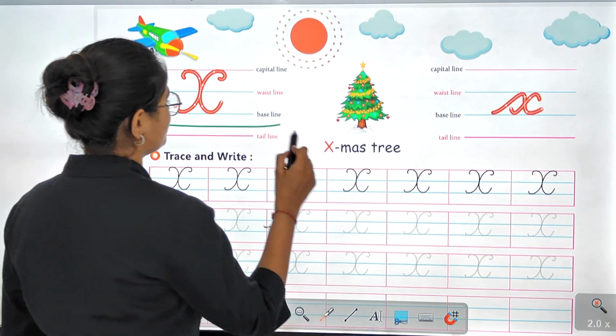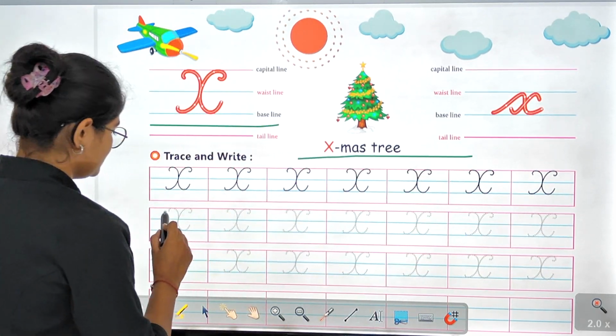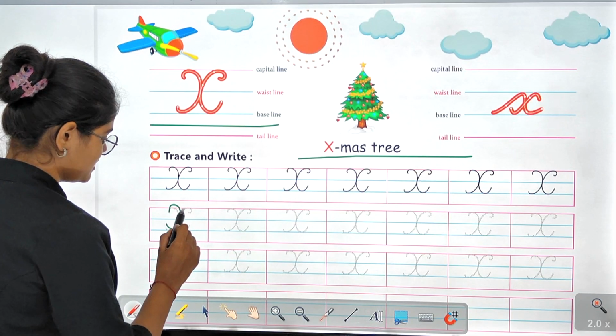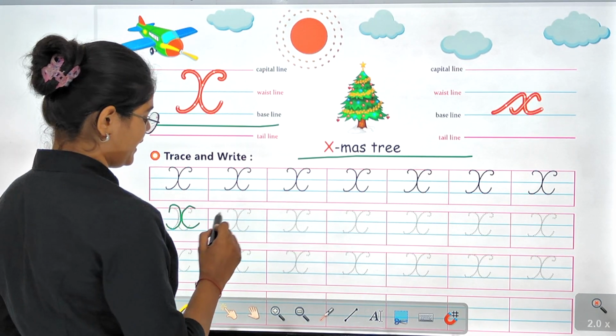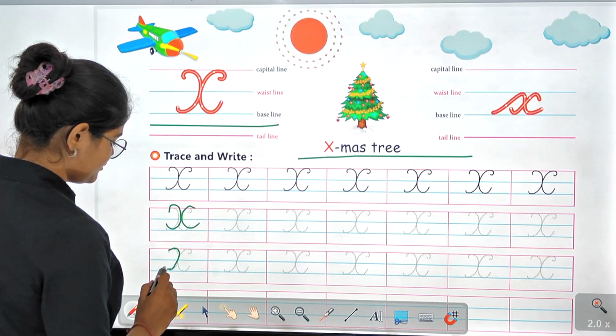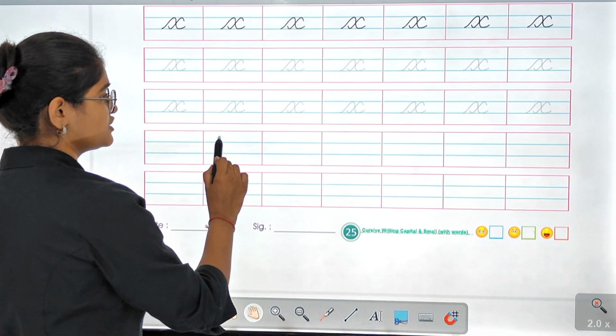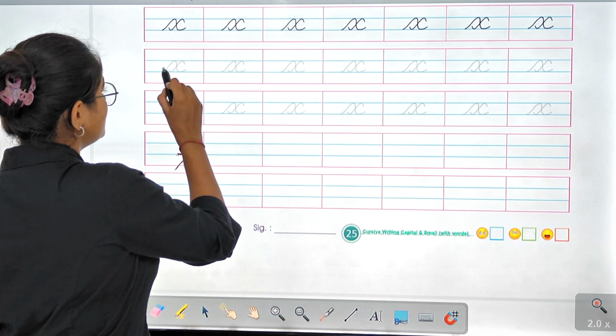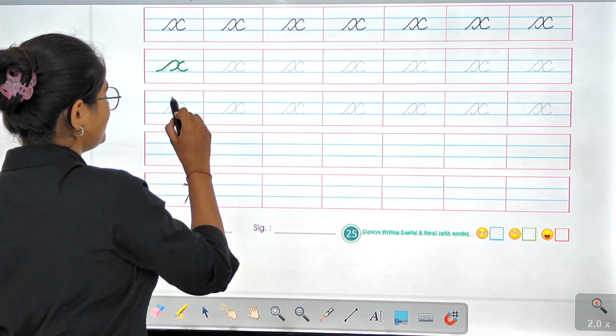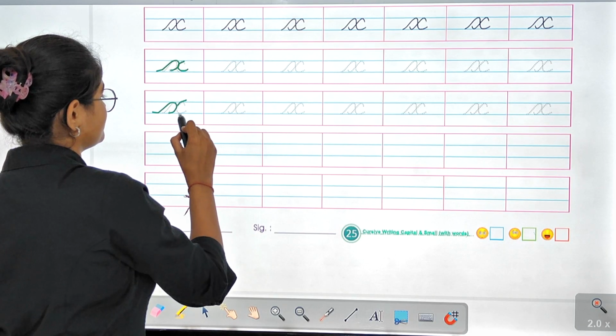X. X for Xmas tree. Let's make X. X for Xmas tree. Moving to the small one. X for Xmas tree.